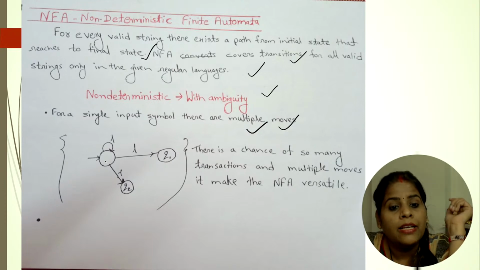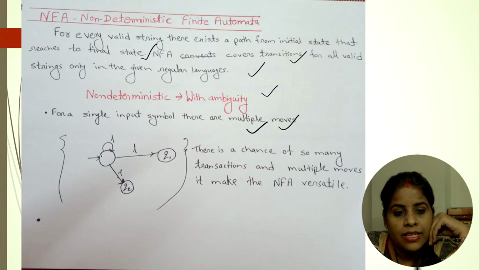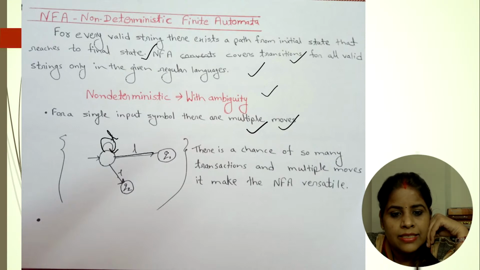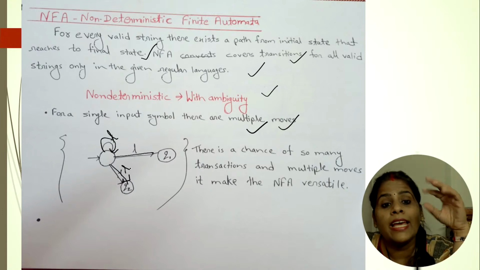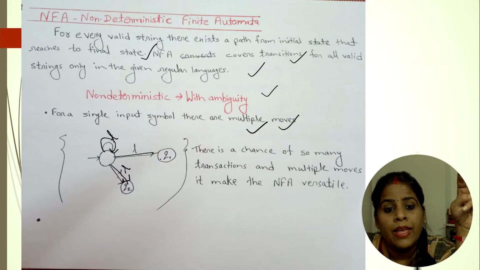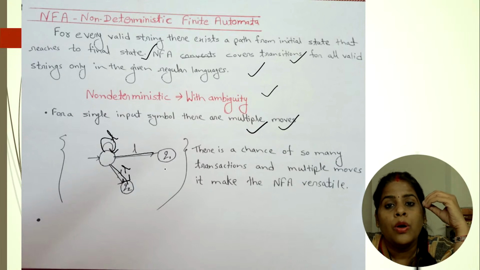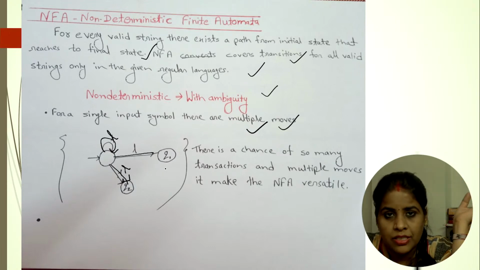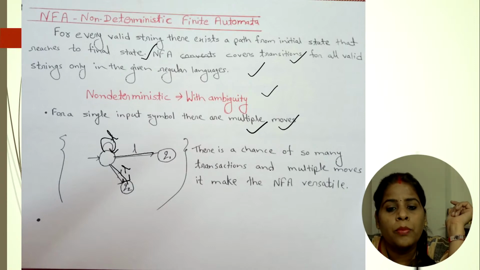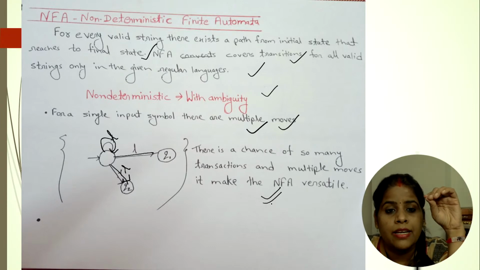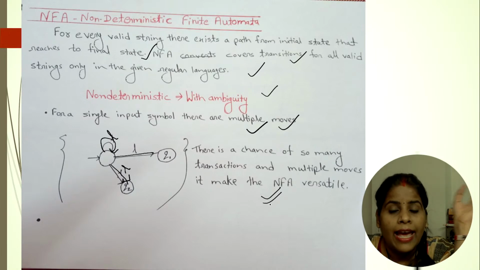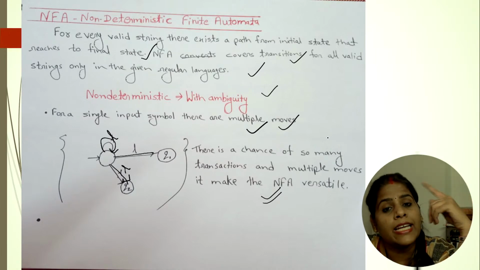It is an NFA, and here you can see this is L, a self loop. This L reaches the other state, this is L, means for only L there are 3 transitions. And it will help us show the multiple transitions. Now there is a chance of so many transitions and multiple moves. It makes the NFA versatile. Because of this quality the NFA becomes versatile and easy also. NFA is easier than DFA.